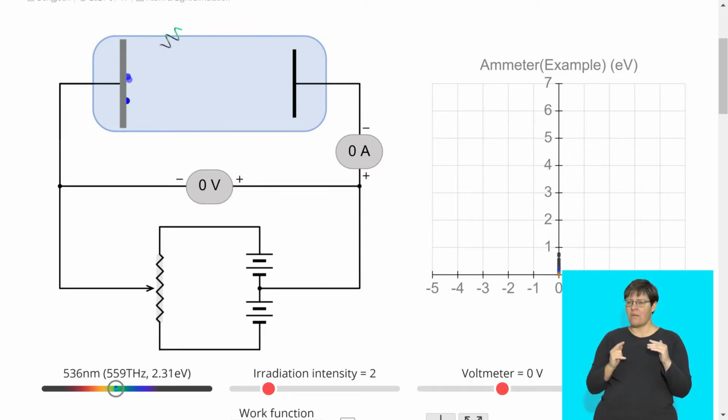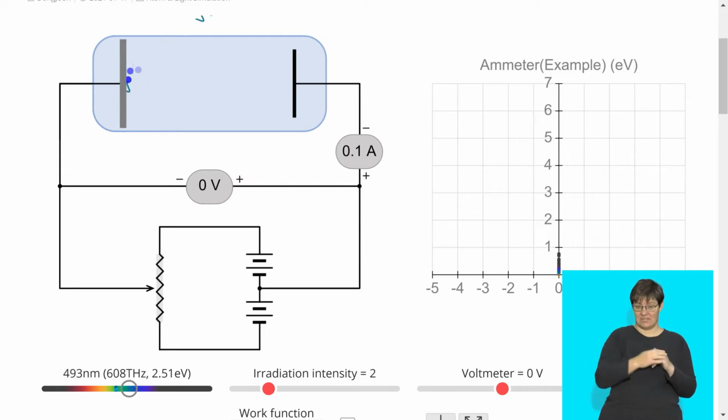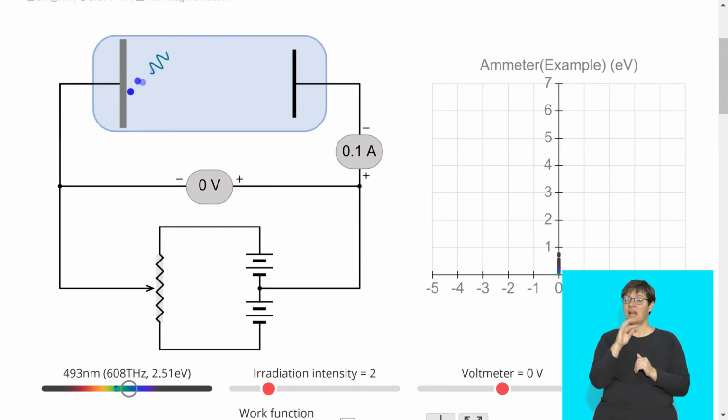And still, usually it's in the ultraviolet. Ah, there we go. I've now got current, a small amount of current. So I have gone past the threshold frequency, okay? We are ejecting electrons from the metal, but they're not going very fast. So what happens if I keep the frequency the same, but I make the light brighter, okay?